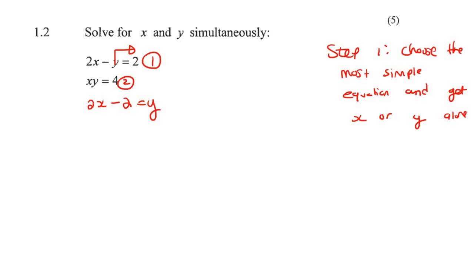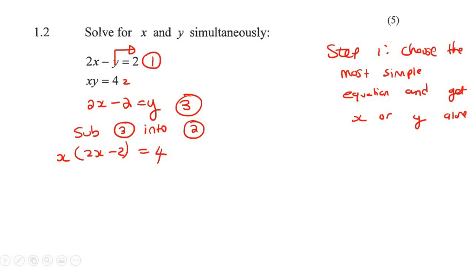Take that equation and plug it into the equation that we haven't used. We have not used number 2. So we substitute number 3 into number 2. Look carefully. It says that y is, that's what equal means, 2x minus 2. So I can take this y away and replace it by what it is: 2x minus 2. Pause there if you need to and make sure you understand what I've just done. Now everything's easy. We just multiply the x into the brackets: 2x squared minus 2x equals 4.